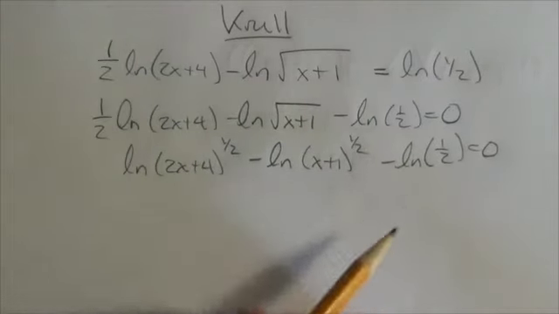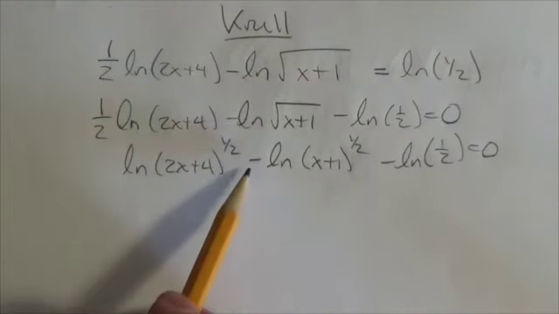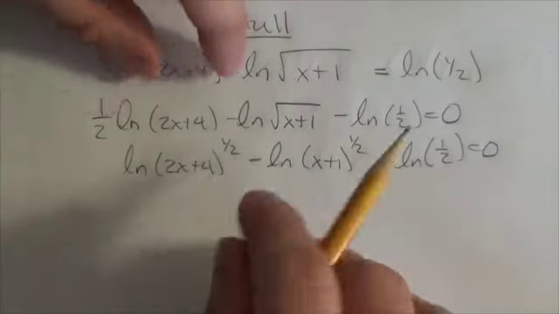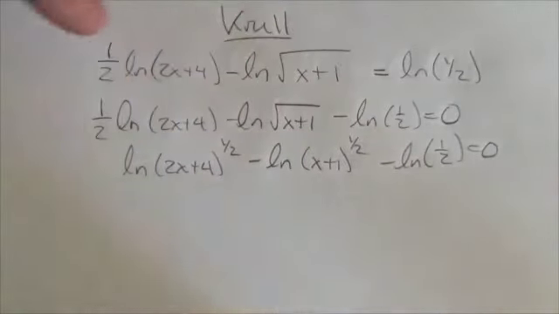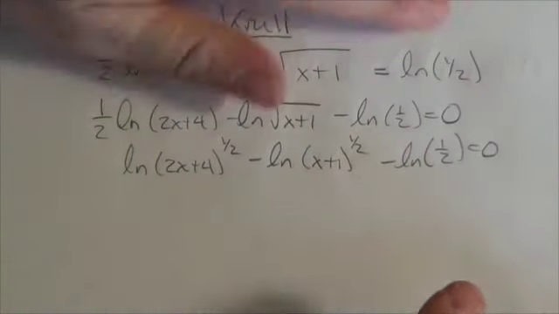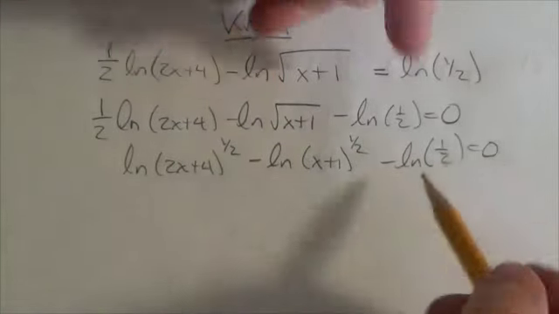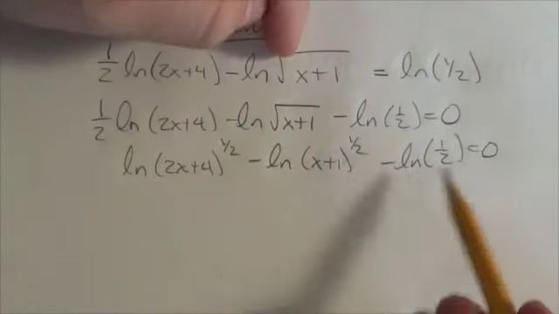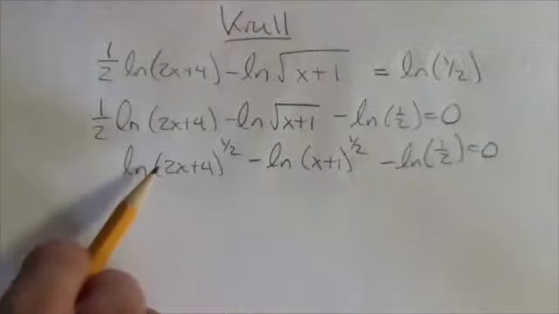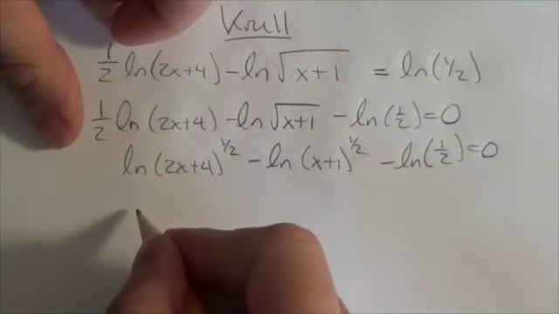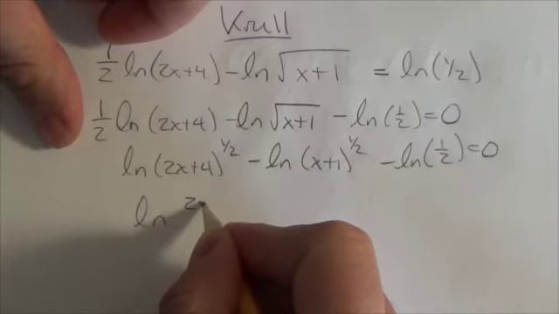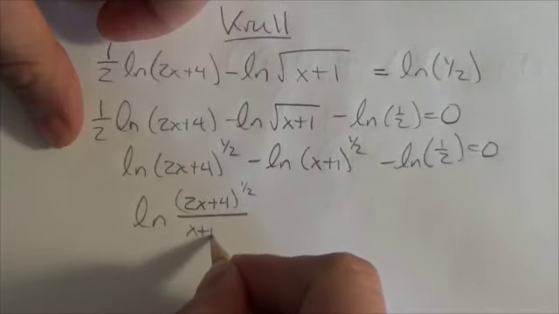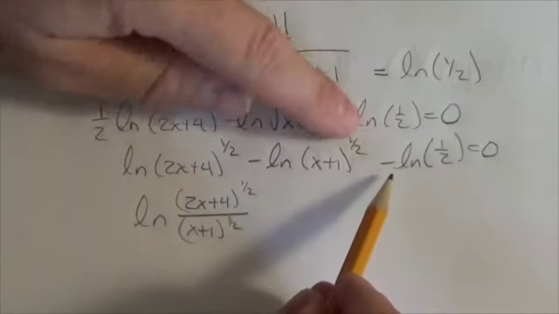Now, this is just a matter of applying the laws of logarithms, remembering that subtraction between logarithms becomes division within a logarithm. You have to do this in the correct order. I've watched so many people start with a subtraction and go backwards with this. No, this way. So this becomes the natural log of 2x plus 4 to the 1/2 divided by x plus 1 to the 1/2, and then I'm going to divide.